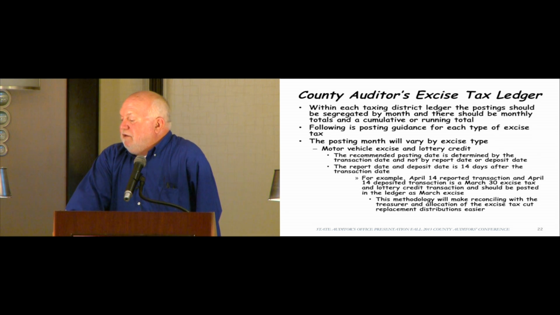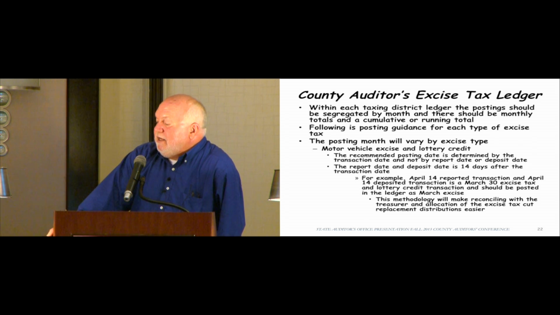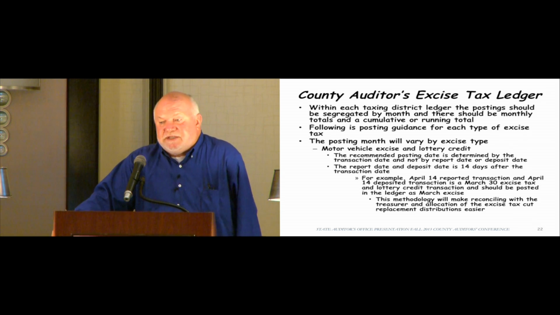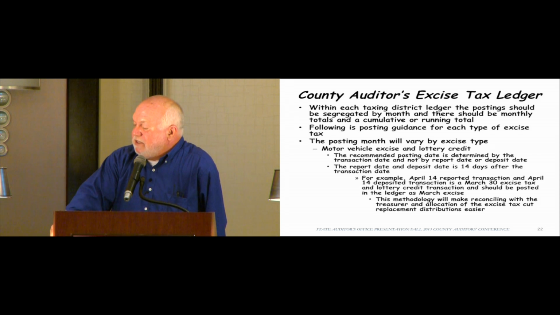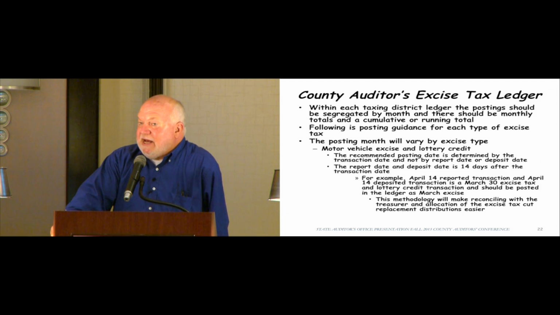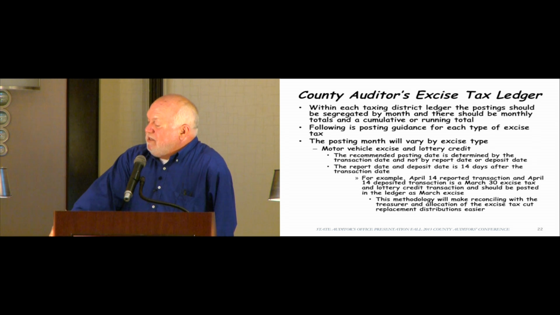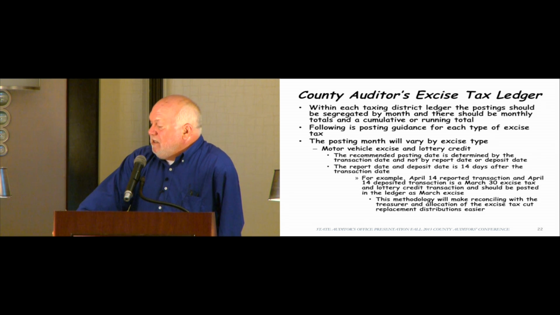For the vehicle excise and the lottery credit, I recommend that the posting date be determined by the transaction date and not by the report date and deposit date. The report date and the deposit date are 14 days after the transaction date. So, for example, an April 14th reported transaction and April 14th deposited transaction is actually for March 30 excise tax and lottery credit transaction, and so it should be posted in the ledger as March excise.